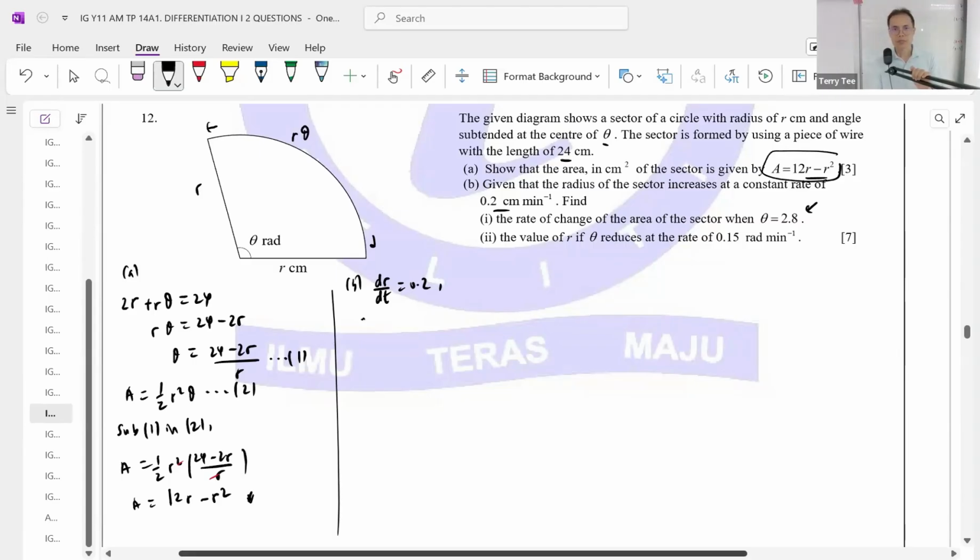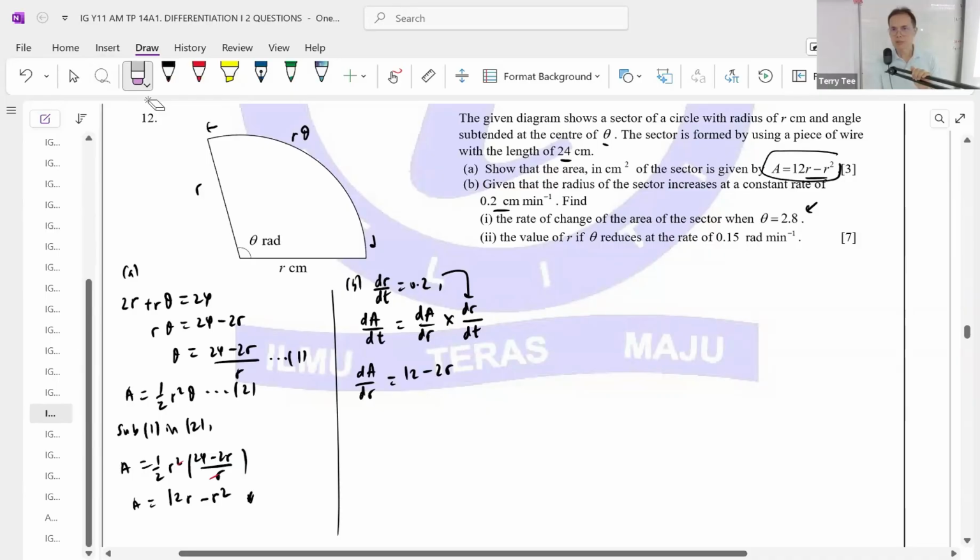So, we are finding what? We are finding dA/dt, right? When we can break this up, I put the dr. This dr I can sub inside. dA/dr I can find from here. So differentiate dA/dr: 12 minus 2r, sub, wait, hang on first.